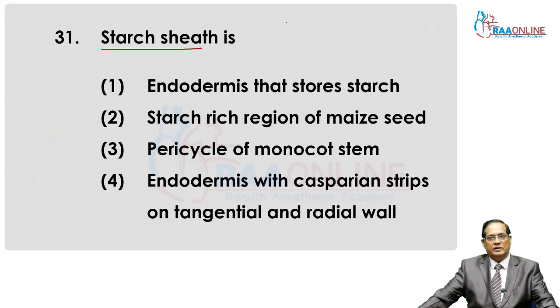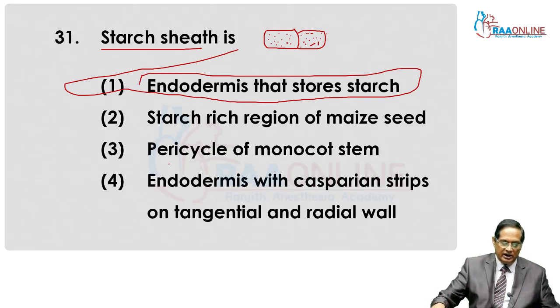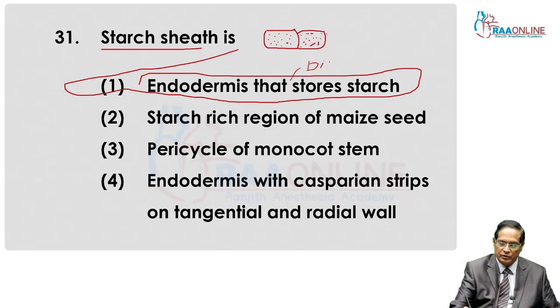Starchy sheath. When we take the study in dicot stem, the endodermis of dicot stem is rich in starch grains. These are all starch grains. They are abundantly found in cells of endodermis of dicot stem. That's why their endodermis is called starchy sheath. So the answer is the first one: endodermis that stores starch grain, in dicot stem only. Not applicable for other endodermis.